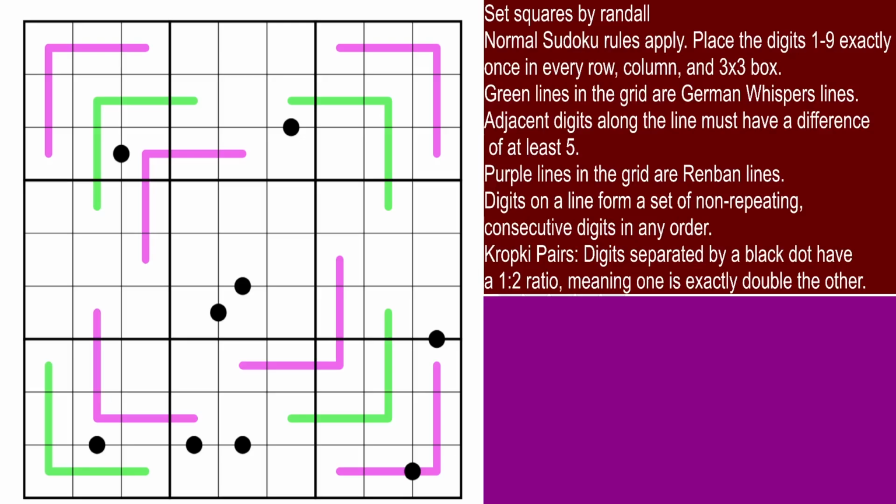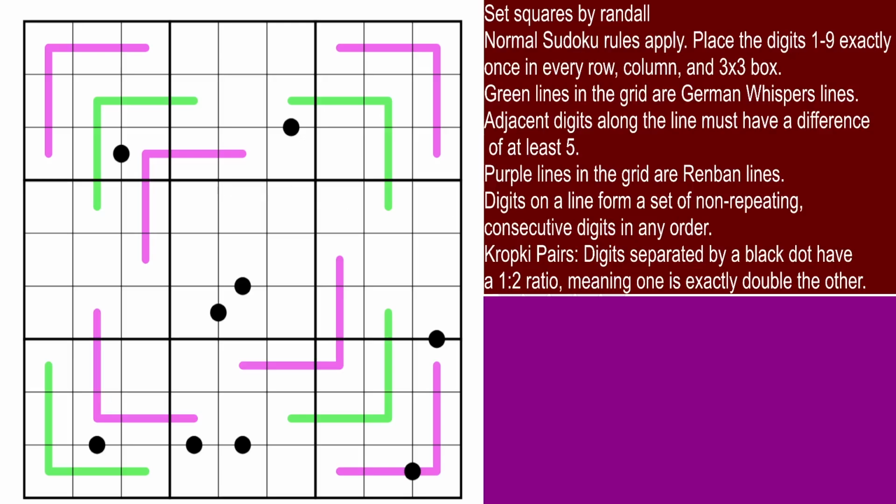Puzzle. This is Set Squares, and this is set by Randall. If you see the design, I really like this design. It's very colorful and it looks like some kind of camera shutter, right? Of course, there is some ambiguity here, but if it could have been something like this, then it would have been kind of a perfect camera shutter. But anyway, I really like this design. And this is a medium difficulty puzzle and a very good rating, I think 95 or above. So yeah, let's start by reading the rules.